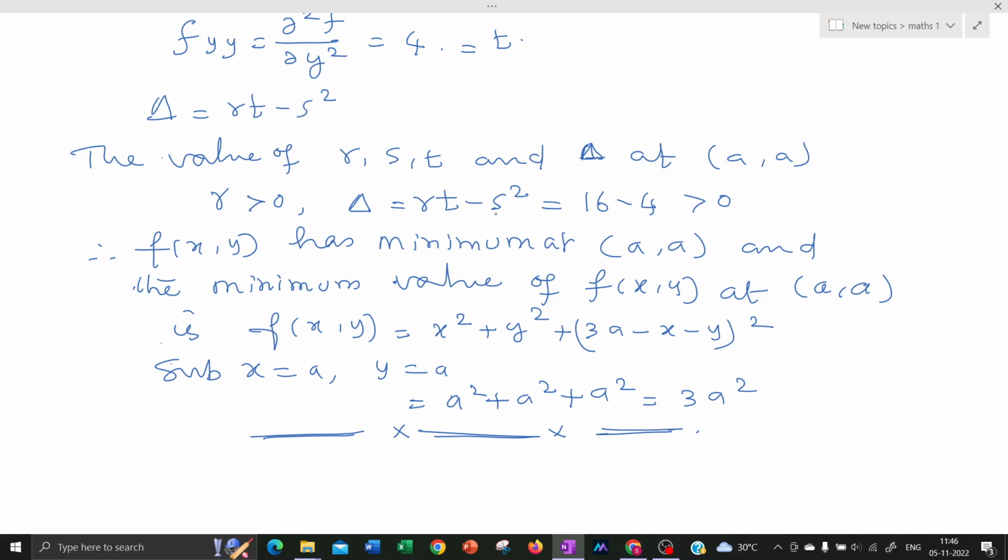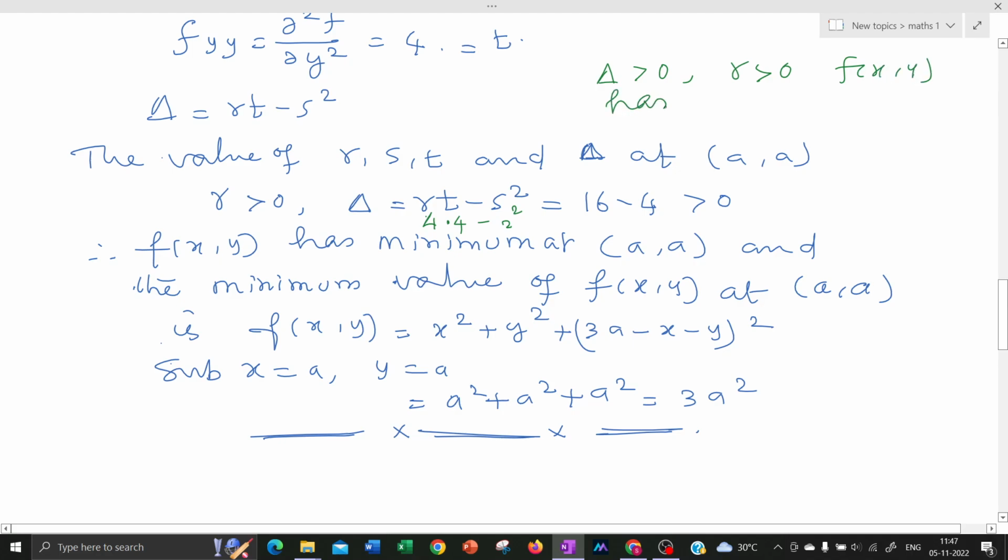And delta value, all that r, s, t are constants. So when you are calculating rt minus s square, r is 4, t is 4 here, minus s is 2 square. So 16 minus 4, that is greater than 0. Therefore, when delta is greater than 0 and r is greater than 0, then f of x comma y has a minimum value at the point a comma a.